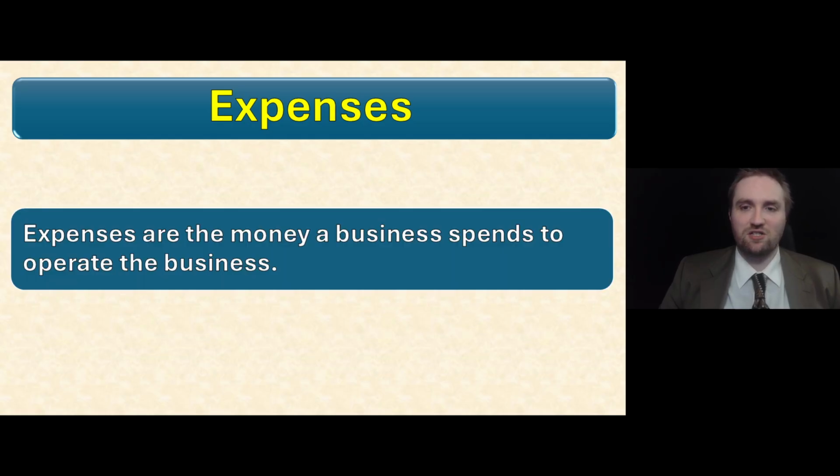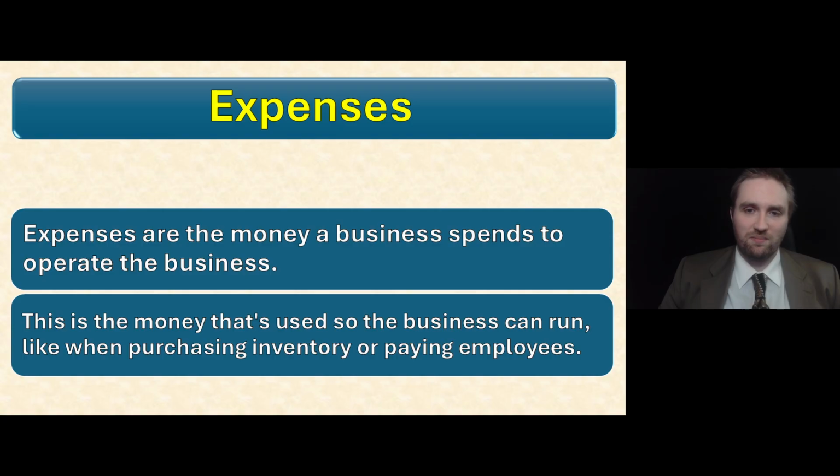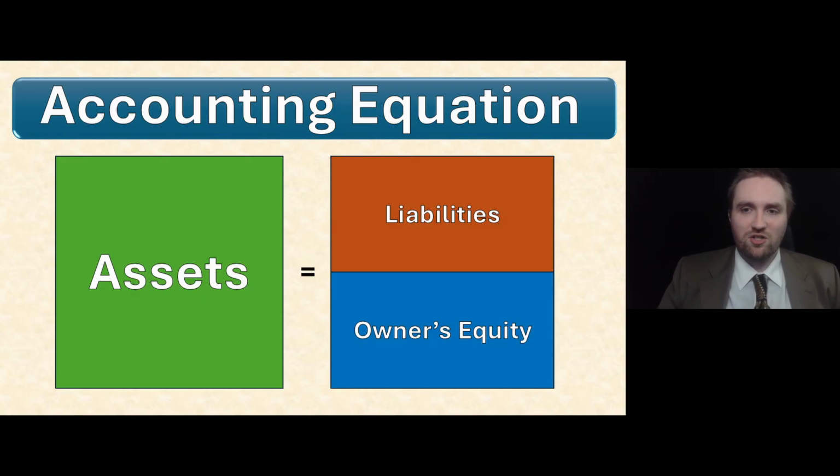Expenses are the money a business spends to operate the business. This is the money that's used so the business can run, like when purchasing inventory, paying employees, and really anything that's ordinary and necessary for running a business. Remember, the accounting equation must always balance. For every dollar in the business, someone must have claim to that dollar. As we know from the accounting equation, assets equal liabilities plus owner's equity.